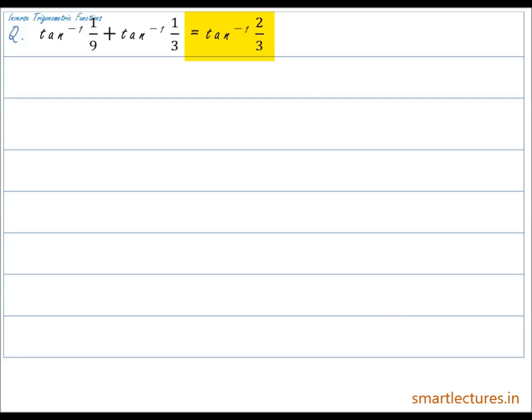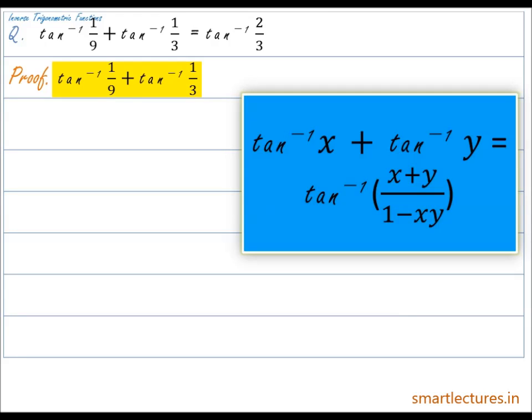And here the left hand side is tan inverse 1/9 plus tan inverse 1/3. And tan inverse x plus tan inverse y is equal to tan inverse of (x plus y) upon (1 minus xy), where xy is less than 1. And here x is equal to 1/9 and y is equal to 1/3. So x into y is equal to 1/27, which is less than 1. So now let's apply this property.